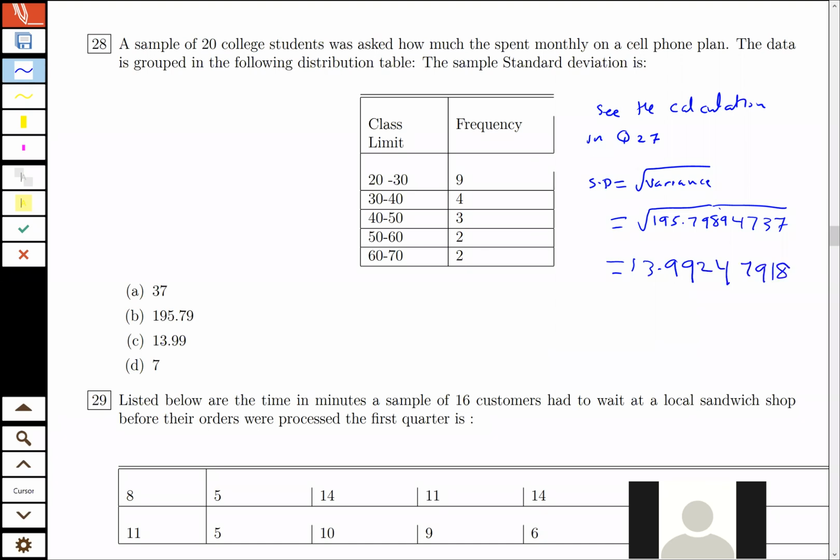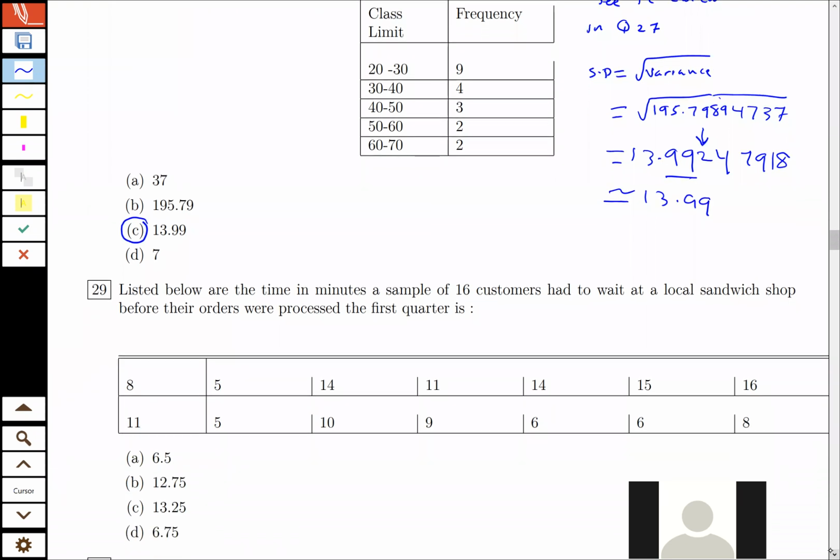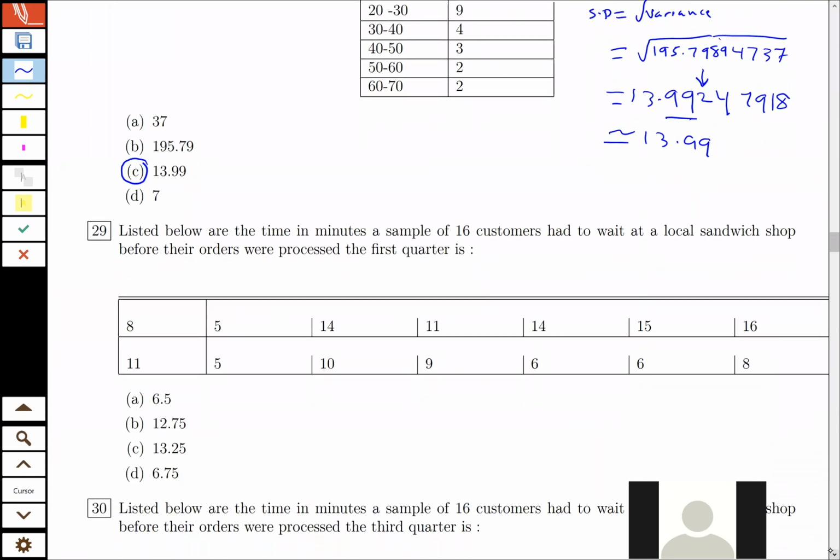So we will get 13.99247918. But if you look here, we want only 2 digits. So we look at the third one. It's 2, smaller than 5, so we just say that it is 13.99. So the answer is that. Now, if we have grouped data, the only difference is that we need to find the midpoint of each interval.